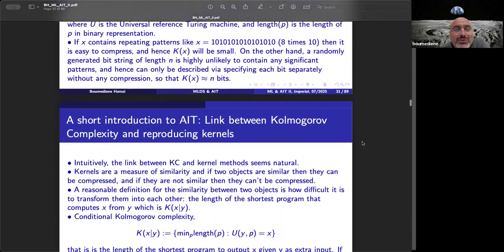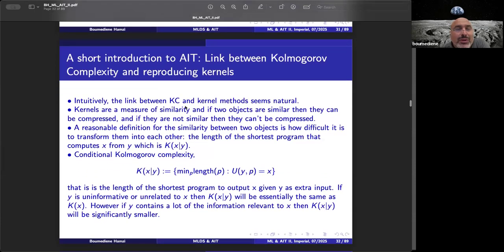Here I just want to focus on the link between Kolmogorov complexity and kernel methods. Intuitively, it seems natural because kernels are a measure of similarity. If two objects are similar, then they can be compressed to each other in that sense. If they are not similar, then they cannot be compressed. A reasonable definition for the similarity between two objects is how difficult it is to transform them into each other. So the best concept in AIT is the length of the shortest program that computes x from y, which is K(x given y), the conditional Kolmogorov complexity.